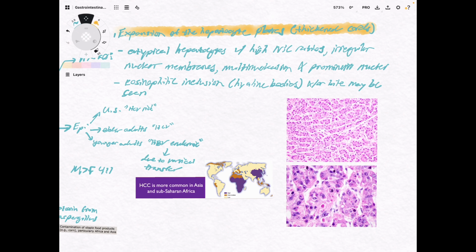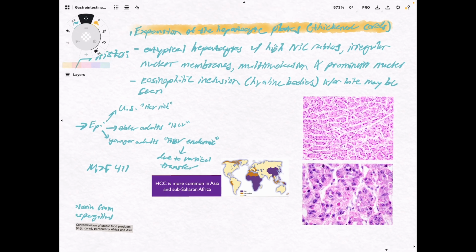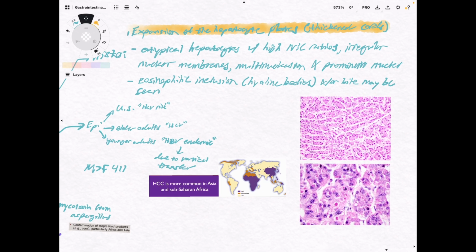And you have atypical hepatocytes with a higher nuclear to cytoplasmic ratio, irregular nuclear membranes, multinucleation, prominent nuclei. So very much just histo jargon for you have cancer cells. And then you will have eosinophilic inclusions, or hyaline bodies. I would assume that's because you have a disrupted cytoskeleton.